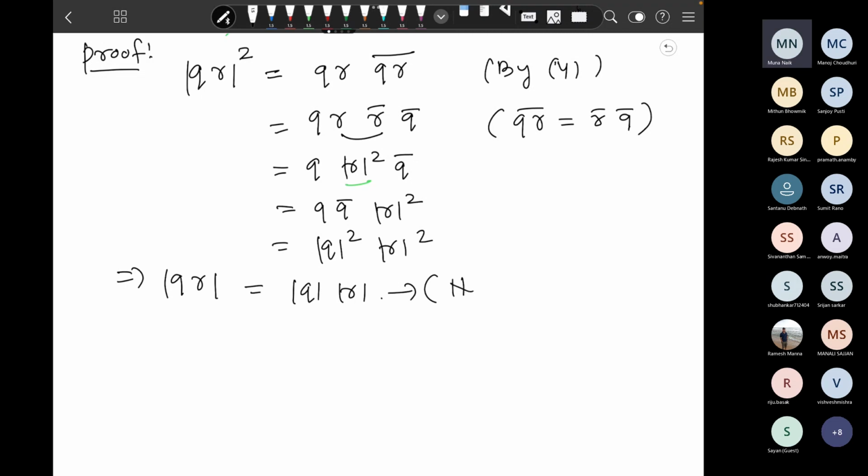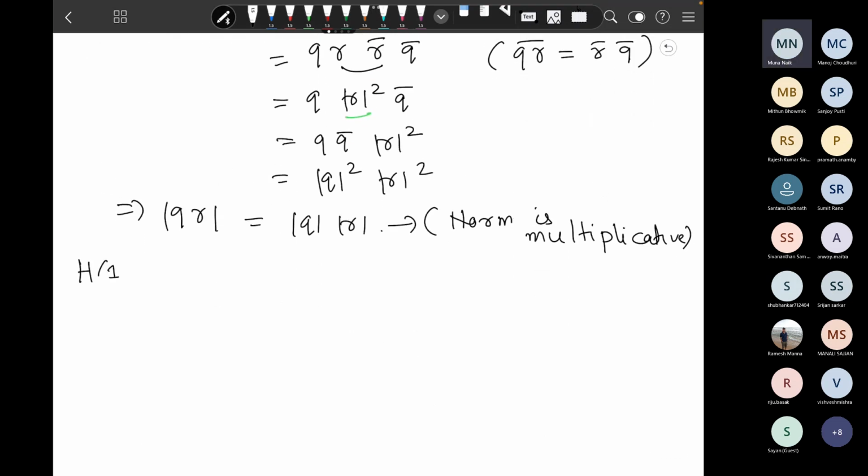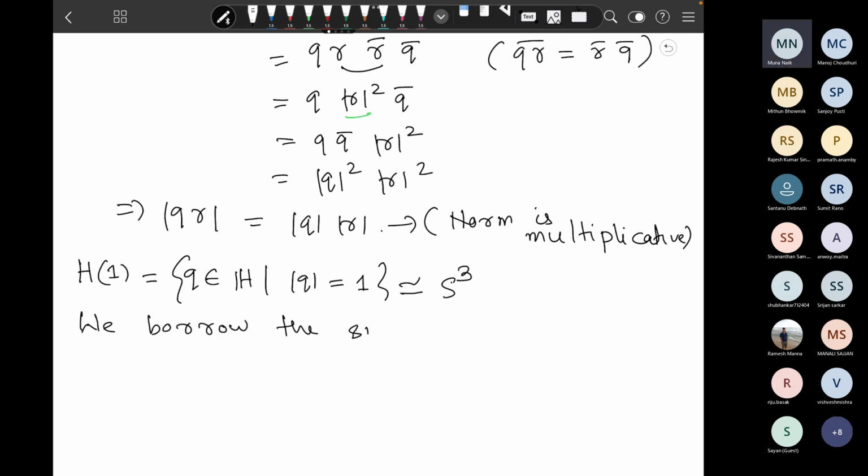This says that the norm is multiplicative. Now consider H1, the set of Q belonging to H such that the norm of Q is equal to 1. This is actually homeomorphic to S3. Now, S3 is a manifold, so we borrow the smooth structure of S3 on H1.